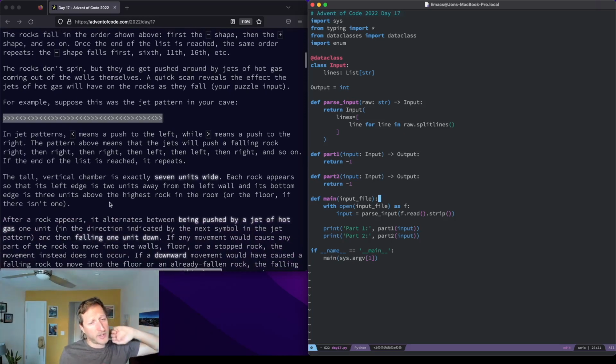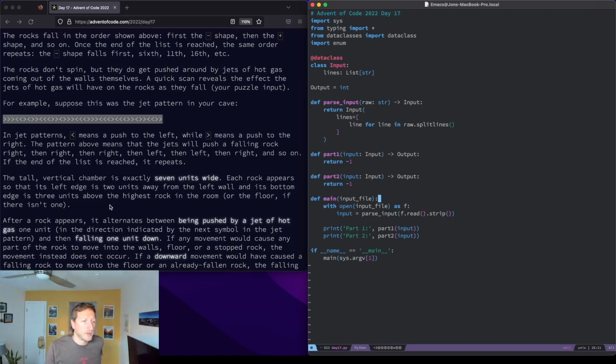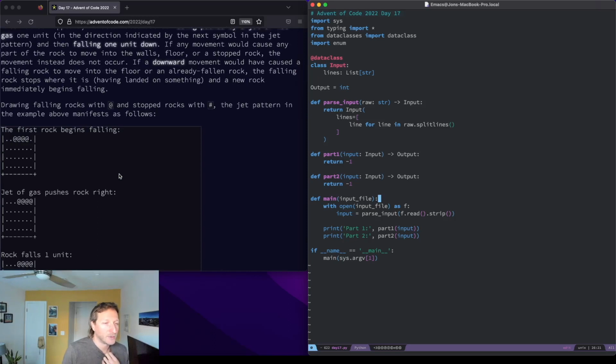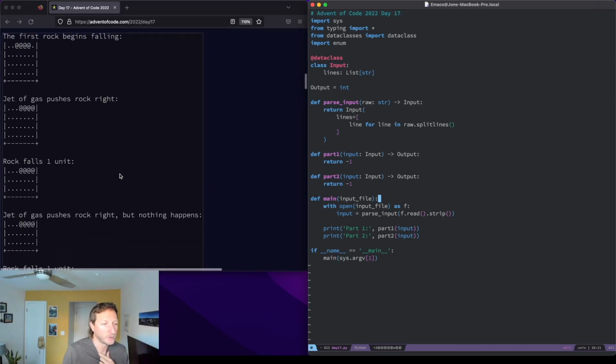The tall vertical chamber is exactly 7 units wide. Each rock appears so that its left edge is 2 units away from the left wall, and the bottom edge is 3 units above the highest rock in the room, or the floor if there isn't one. After the rock appears, it alternates between being pushed by a jet of hot gas 1 unit and then falling down 1 unit. If any movement would cause part of the rock to move into the walls, floor, or a stopped rock, the movement instead does not occur. If a downward movement would have caused the falling rock to move into the floor or an already fallen rock, then the falling rock stops where it is, having landed on something, and a new rock immediately begins falling. So yeah, we're just playing Tetris here. Cool, so we just have to write a Tetris game.